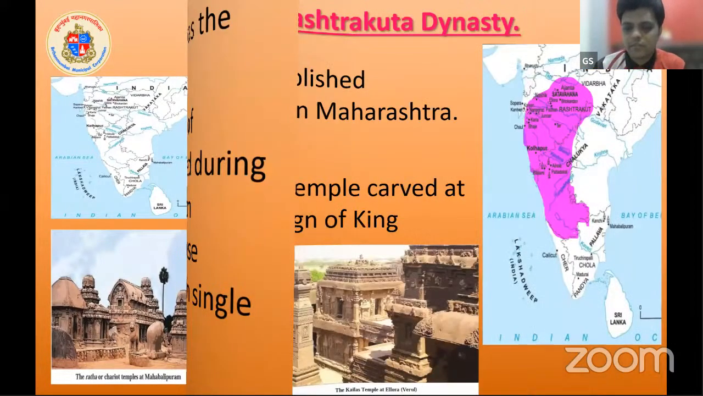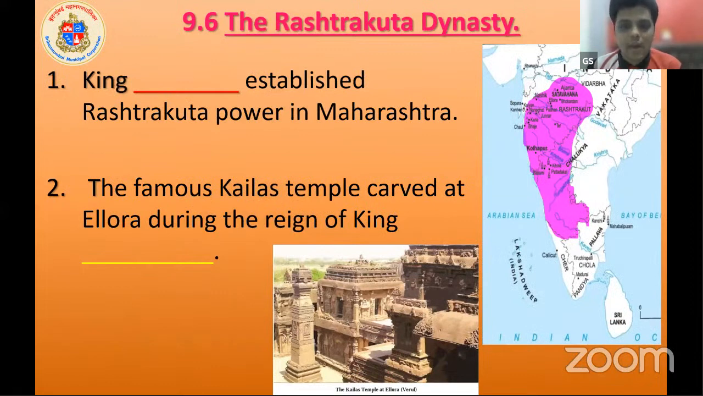Next slide. Your time starts now. It is about the Rashtrakuta dynasty. King Dantidurga established Rashtrakuta power in Maharashtra. What is the name of the king who has established this Rashtrakuta dynasty? And the second, the famous Kailash temple carved at Ellora during the reign of the King Dantidurga.